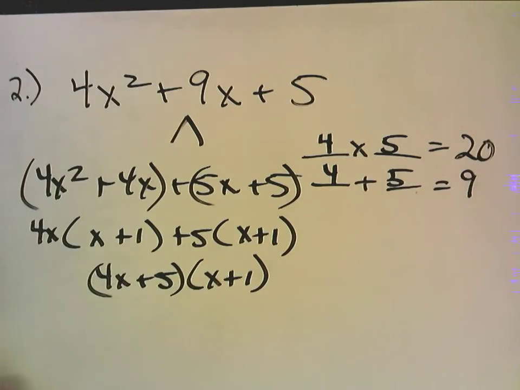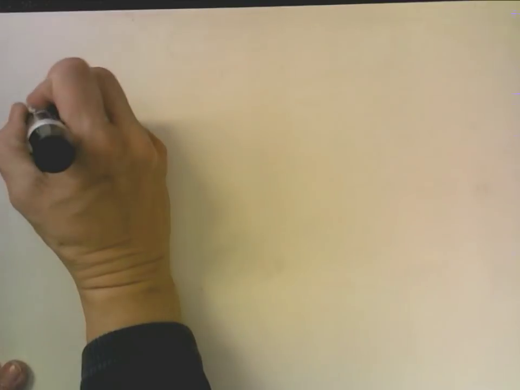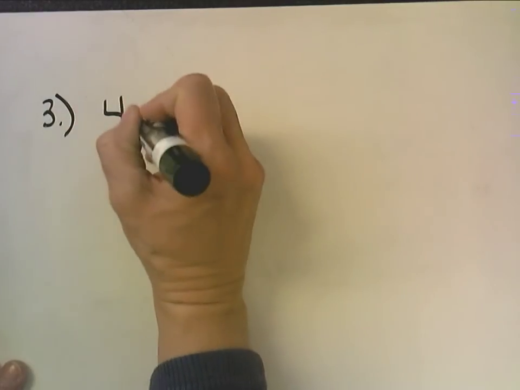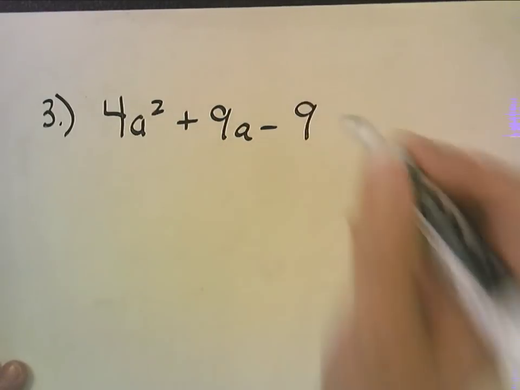Okay, so let's do number 3. So what you should do is try to do number 3 on your own, and then turn this on again, turn it off, do number 3 and 4, turn it on again, and see if you're right.